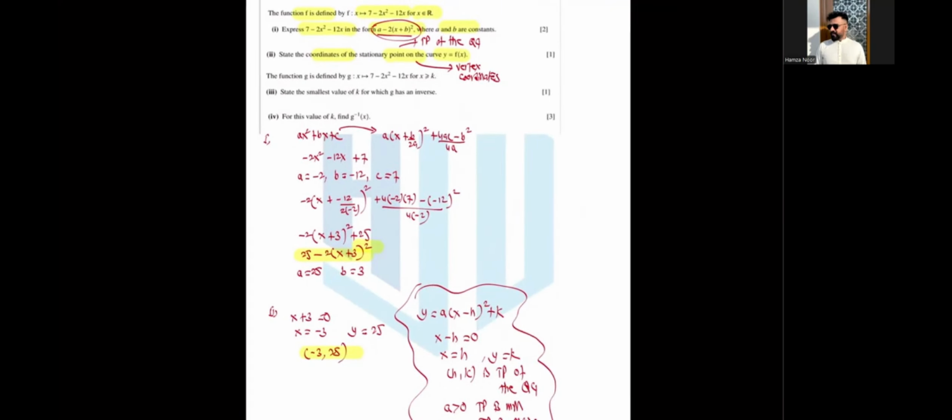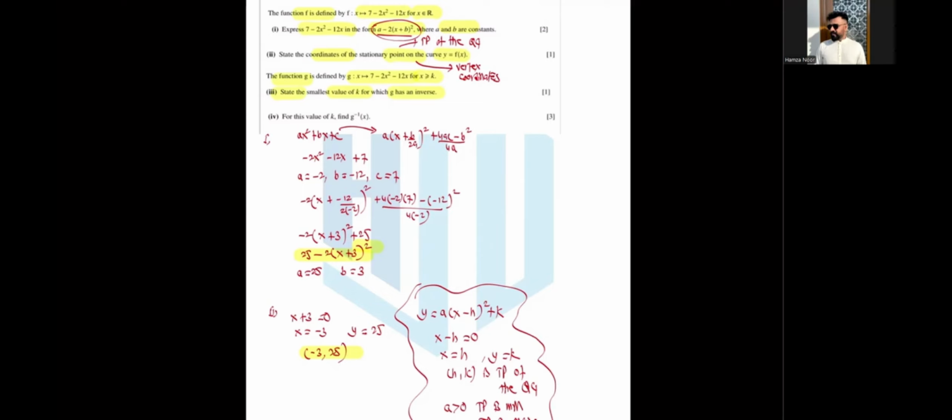So now let's move on to part 3. It says that the function g is defined by g(x) is 7 minus 2x squared minus 12x, meaning the same expression, but the domain is restricted so that x is greater than or equal to k. Part 3 says: state the smallest value of k for which g has an inverse. The smallest value of k would be the x coordinate of the turning point. As we have already seen, minus 3 comma 25 is the turning point of the quadratic function which was given to us as f(x).